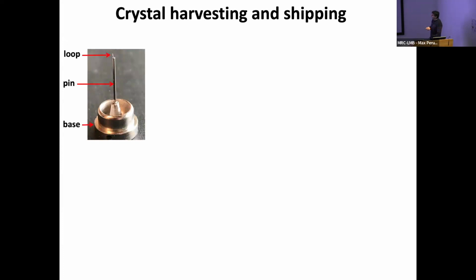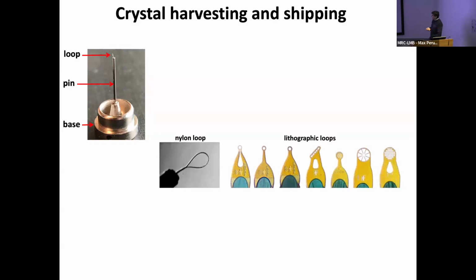Harvesting and shipping to synchrotrons. If you don't know, this is what we use to harvest the crystal from the drops. We use this metallic base; I'll show you why it needs to be metallic in a minute. We have a pin with a nylon loop attached to it. This is what the nylon loop looks like. There are also lithographic loops, which are more expensive than nylon loops, but in some cases, if you have a very small crystal, they can be very useful. But they tend to break after one usage. You freeze and thaw and you find that they're broken. So it's quite expensive to use them, but if you need them, you need them.